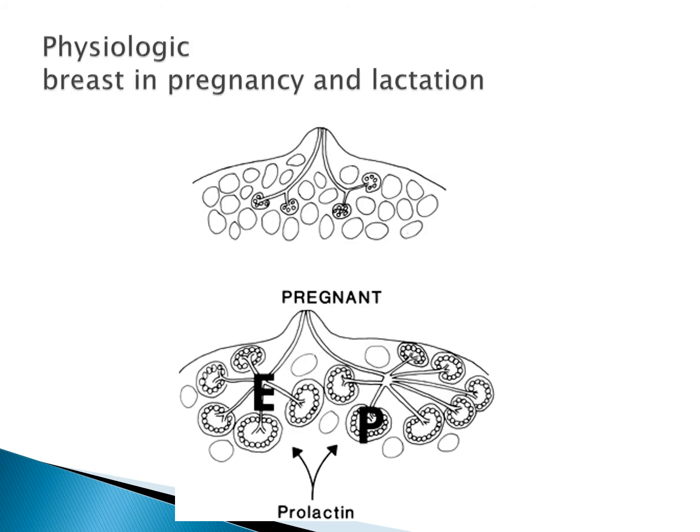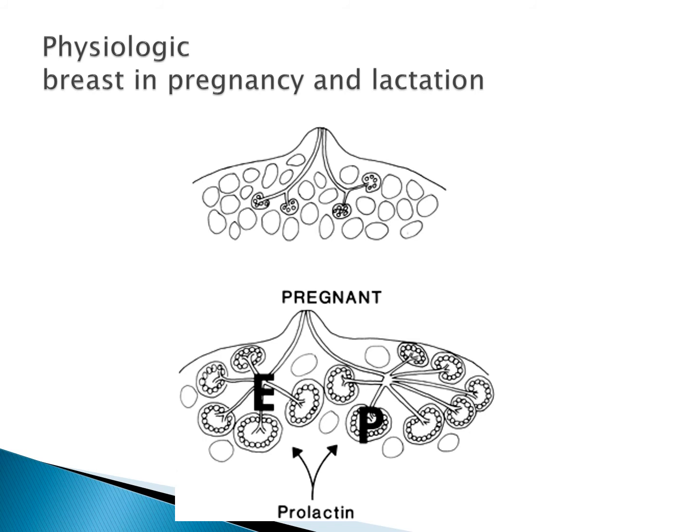So this is the physiologic hyperplasia of the breast during puberty and during pregnancy and lactation. Look at the number of glands here and look at the number of glands here. There is an increase in the number of glands. This is called physiologic hyperplasia. Again, this is reversible.